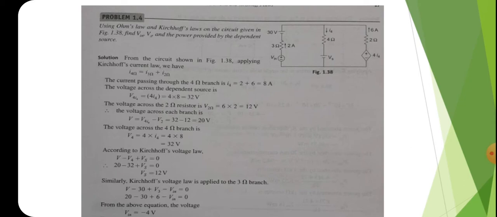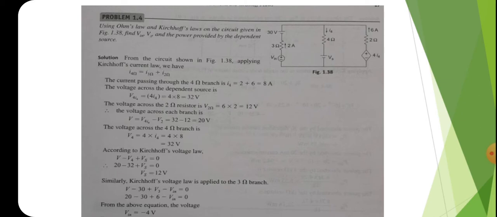Current I4 is not given. So once you find out the current I4, you can easily find out the voltage source value. So it is a current controlled voltage source. Okay, it's a voltage source and its value is controlled by the value of current I4. So it is a current controlled voltage source.